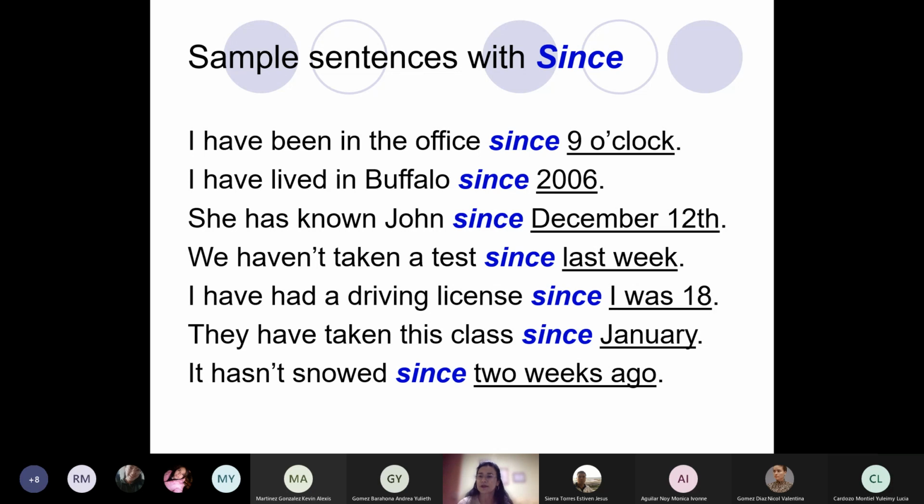Sentence number 1. Liz Natalie Guzman, can you read the sentence number 1, please? Can you hear me, Liz Natalie? Leamos la primera oración. I have been in the office since 9 o'clock. Very good. The sentence is in present perfect. I have been, remember, and since 9 o'clock, a point in time.